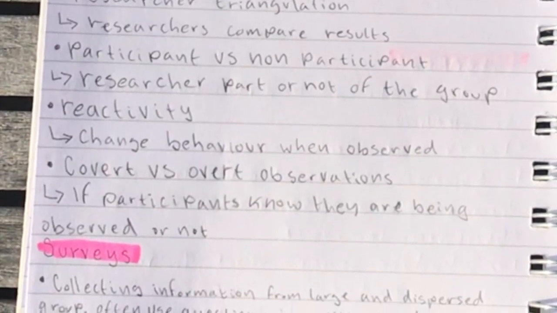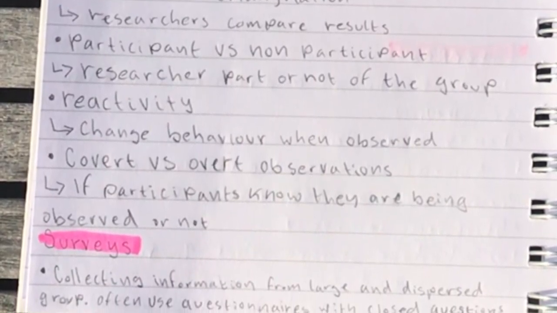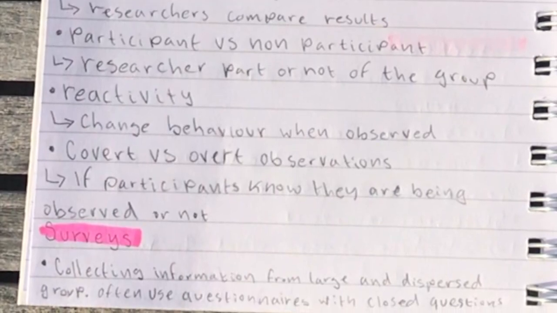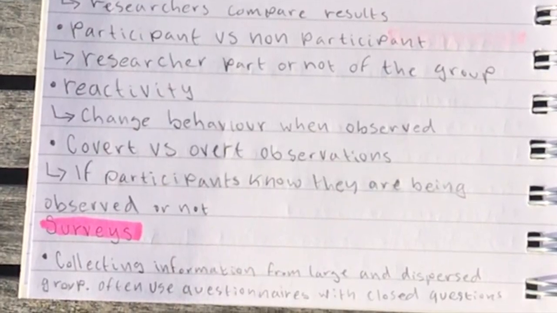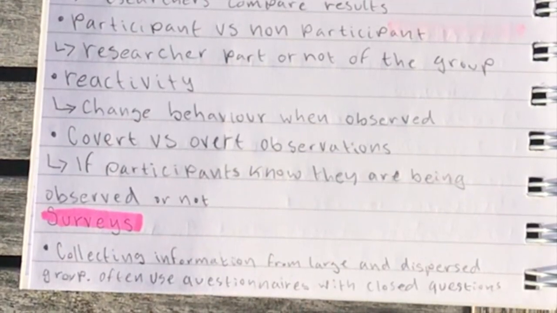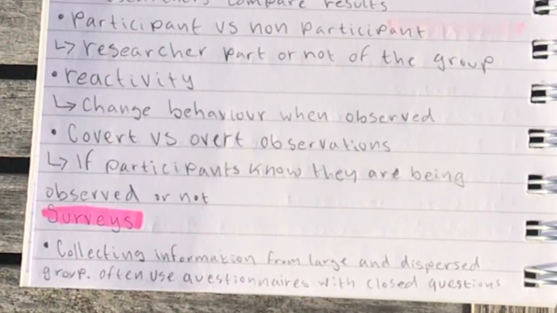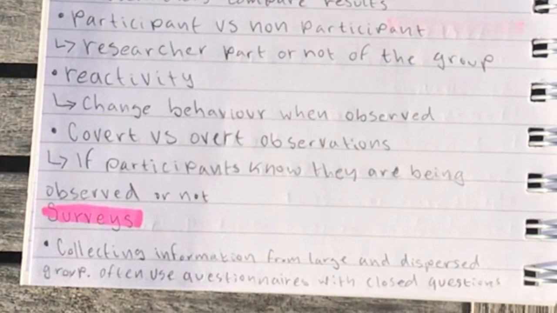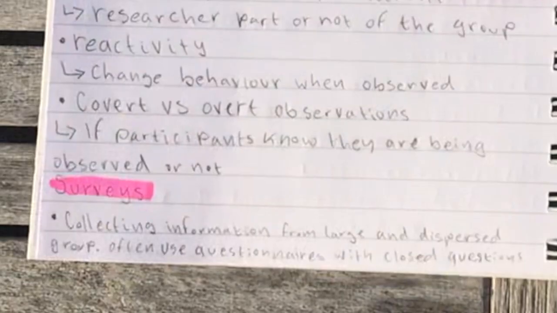when you change behavior when you're being observed, and therefore there is also covert and overt observations. So this is if the participants know they are being observed or not. Covert means that they don't know, and overt means that they know they are being observed.